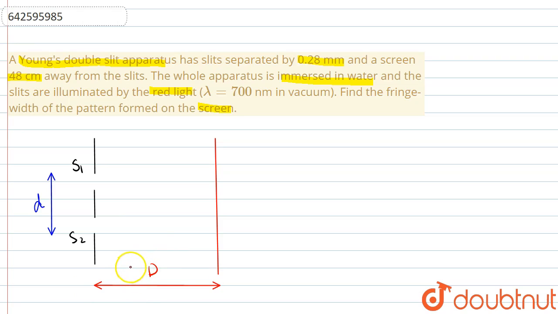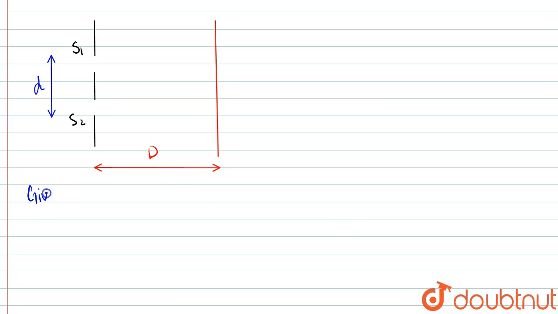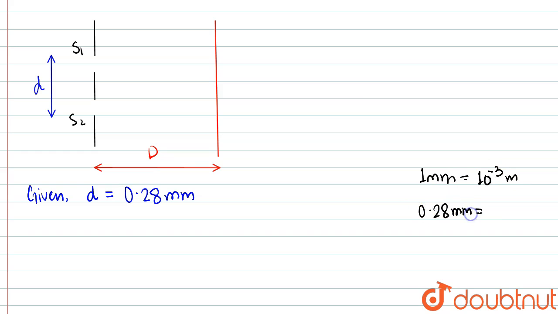Now in our question we are given certain values. We are given small d, which is the distance between the slits, to be equal to 0.28 millimeter. 1 millimeter is equal to 10 to the power minus 3 meter. So 0.28 millimeter will be equal to 0.28 times 10 to the power minus 3 meter. The distance between the slits becomes 0.28 times 10 to the power minus 3 meter.